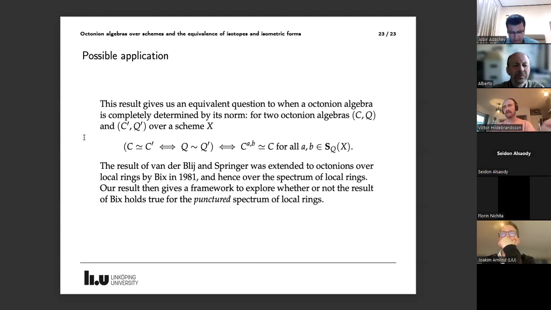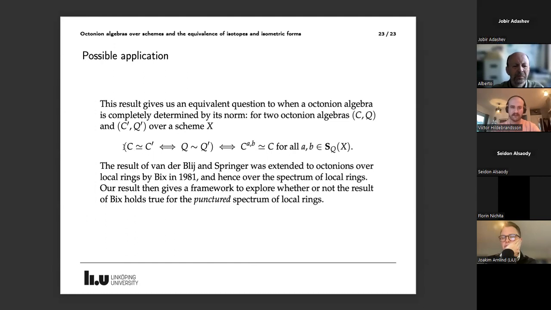We talked in the beginning, I mentioned that over fields, Octonion algebras are completely determined by their norm, and this result that we have given here can change this question of whether an Octonion algebra over some specific scheme is completely determined by its norm. So we find an equivalent question, which is that here on the left-hand side, we have the statement that an Octonion algebra is completely determined by its norm.